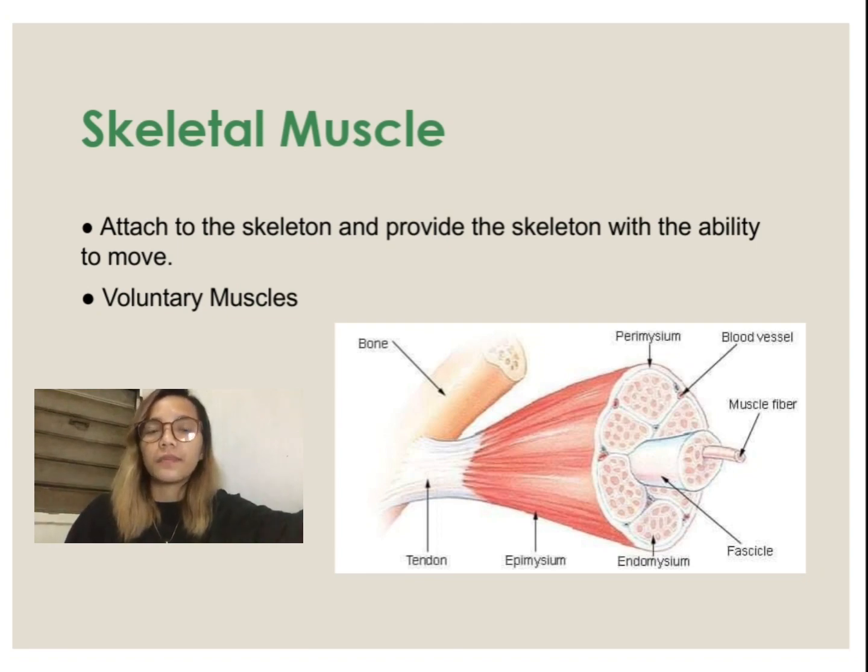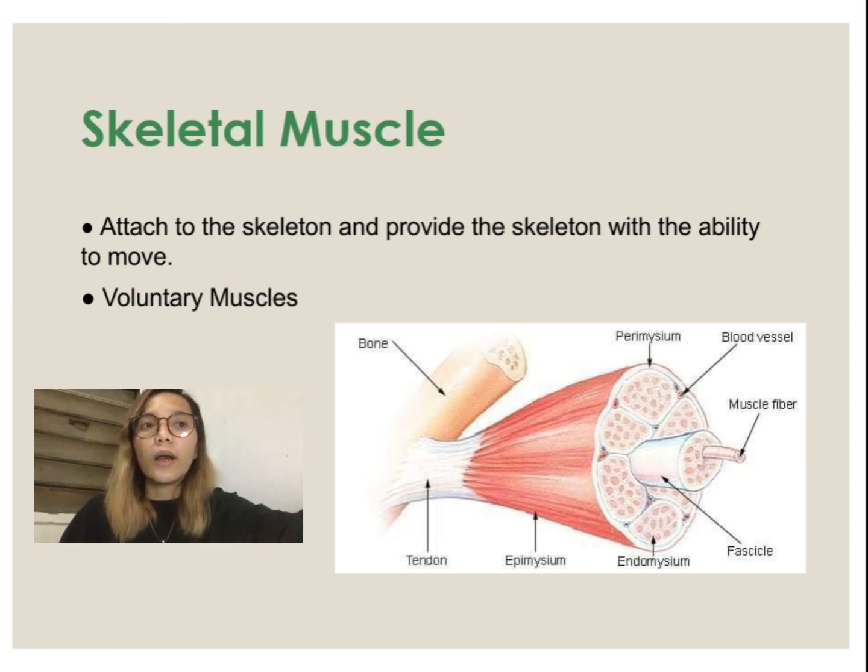So, skeletal muscle. This muscle is attached to the skeleton and provides the skeleton with the ability to move. And this muscle is voluntary, because it is controlled by the will of an individual. The person can make decisions on the movement of the muscles. The picture shows the anatomy of the skeletal muscle.